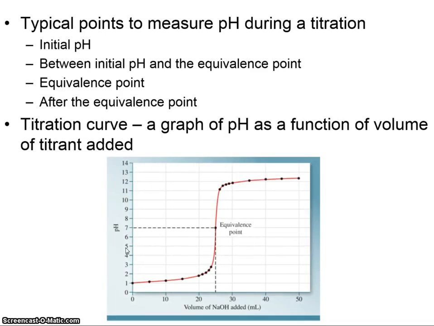And I end up with a titration curve, which is a graph of pH as a function of the volume of added titrant. This is a strong acid being titrated with a strong base. So my x-axis is volume of sodium hydroxide added.